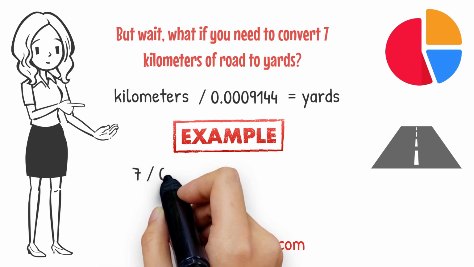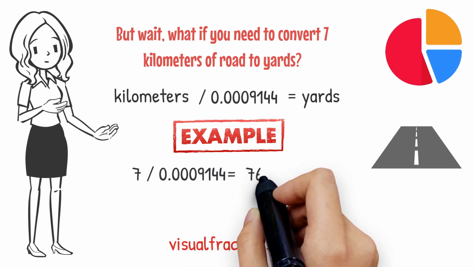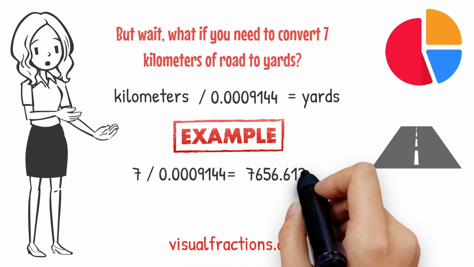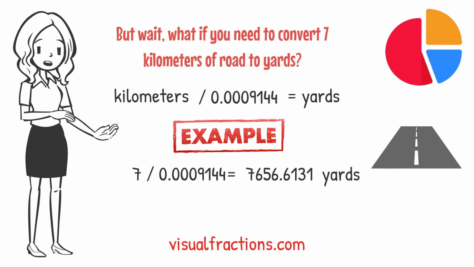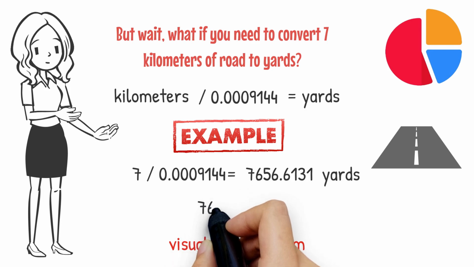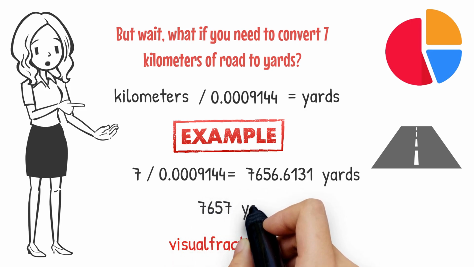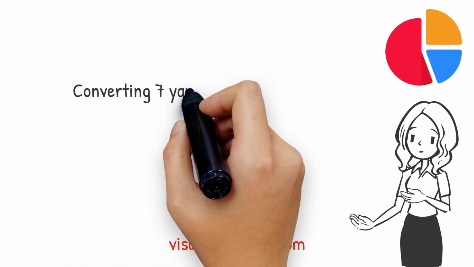We start by dividing 7 by 0.00091144. This gives us approximately 7,656.6131 yards. Remember to round this number to the nearest whole number, so our final answer is approximately 7,657 yards. And there you have it.